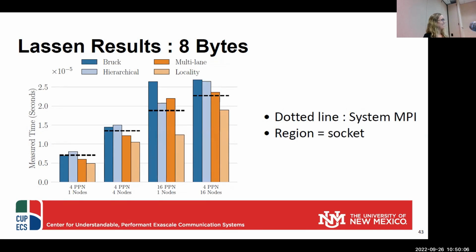Again, that's 4 nodes, 16 nodes, 16 nodes, and 32 nodes. So again, the dotted line is the system MPI. Now this is on Lassen, so it's the region as a socket instead of a node. But again, we can see we can greatly decrease over the system MPI, which we're built on top of, but also over the standard Bruck algorithms for these other implementations.